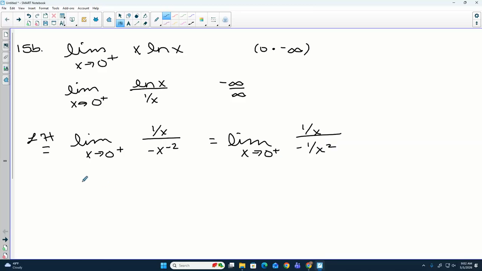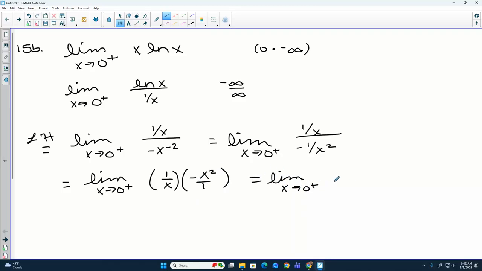How do we divide fractions? The limit as x approaches 0 of negative x, and if we plug in our 0, then we get 0. So we had to do L'Hopital's so that we could get to the point where we could plug in the value.